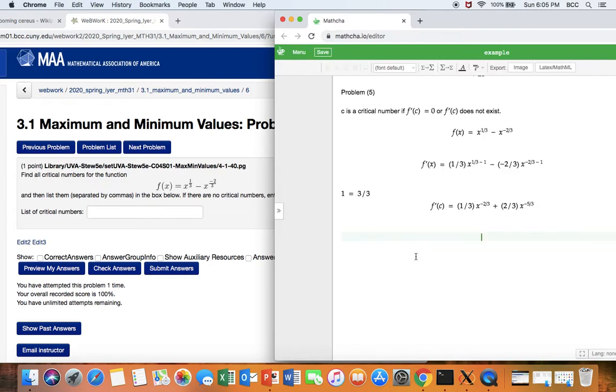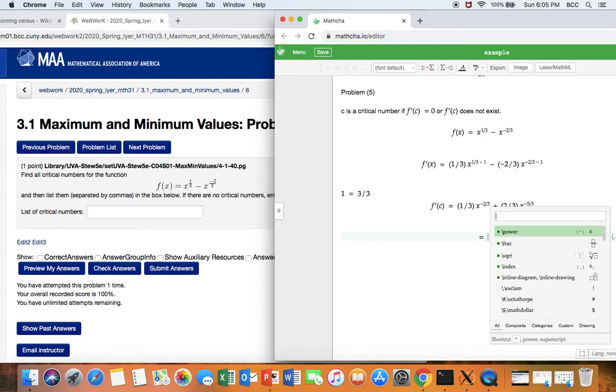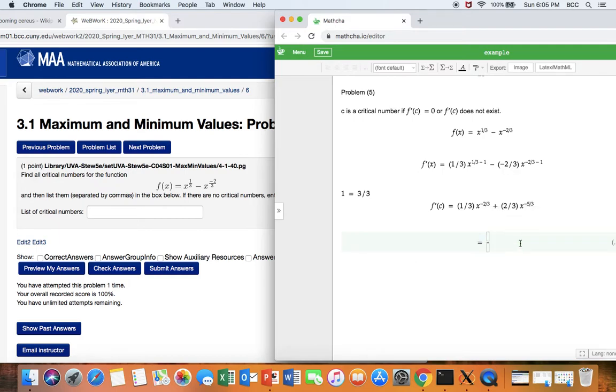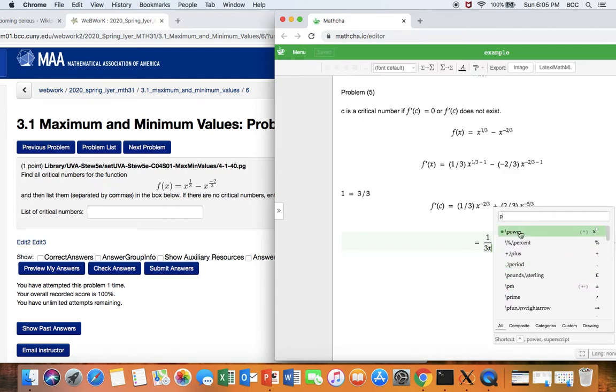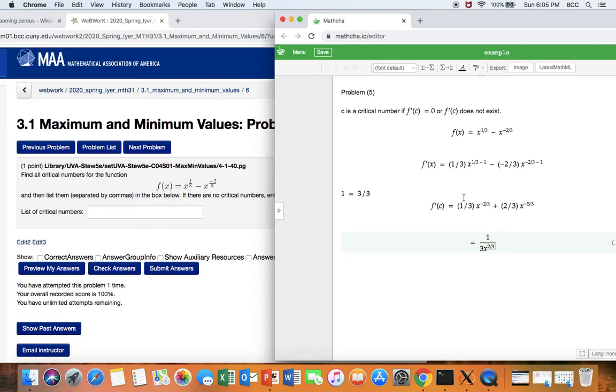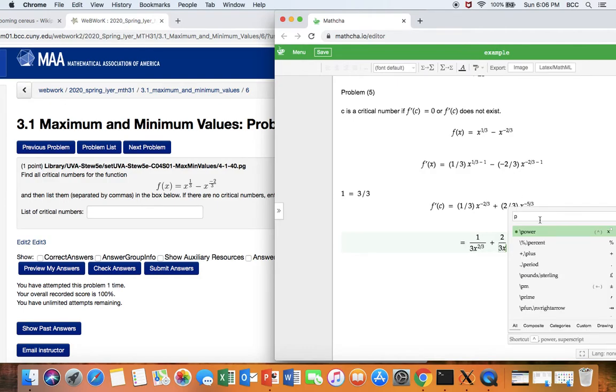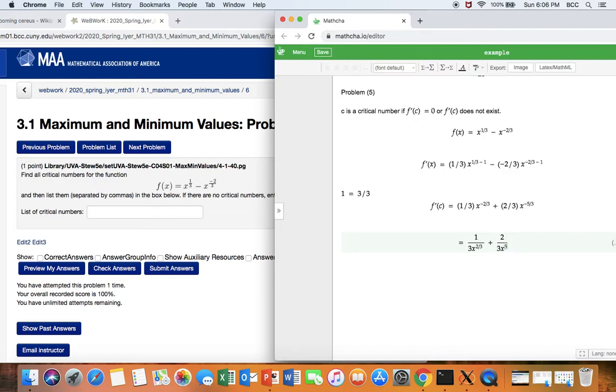So let's write this down in a better fashion, using fractions so we can see it better. Let me start with a fraction, 1 above, 3 below, and this is a negative exponent, so it goes below, x to the power 2/3. All right, that was the first piece. Next, plus another fraction, 2 above and 3 below, and this again goes to the denominator with a power of positive 5/3. Now this is looking better.